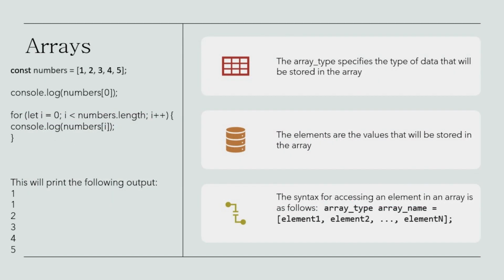Arrays. Great! Now let's shift our focus to arrays. An array is a data structure that stores a collection of elements. Each element can be accessed using an index. Here's an example. In this example, we have an array called numbers containing the values 1, 2, 3, 4, and 5. We can access individual elements using the index, starting from 0. For example, numbers[0] returns the first element, which is 1.